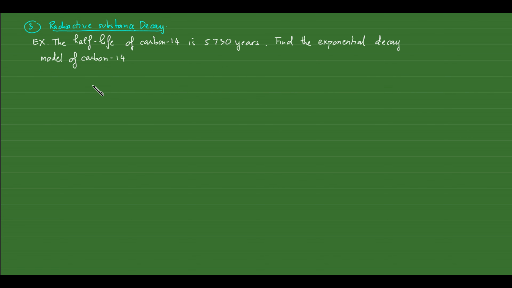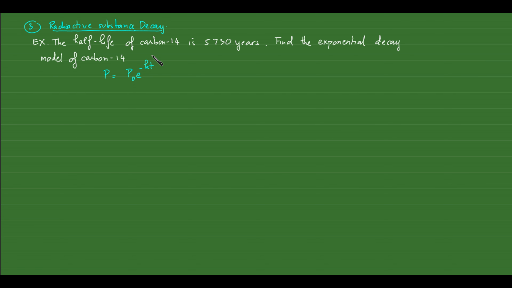So the formula we're going to use in this case will be P equal P0 e to the negative kt.